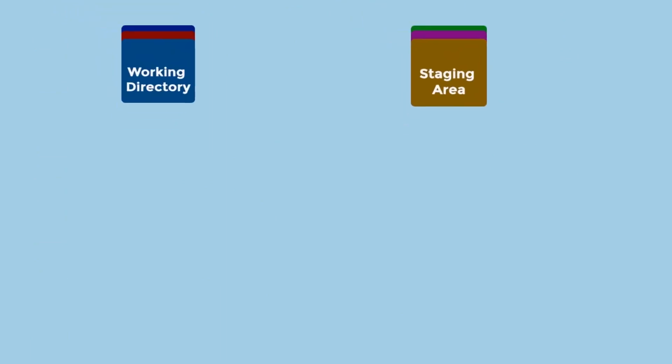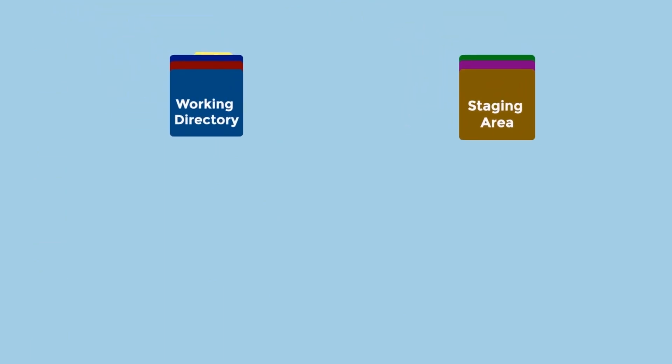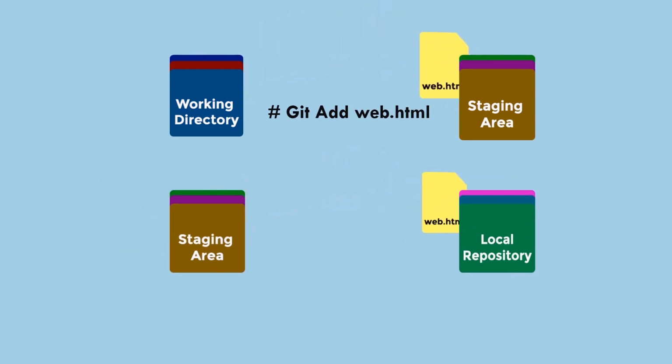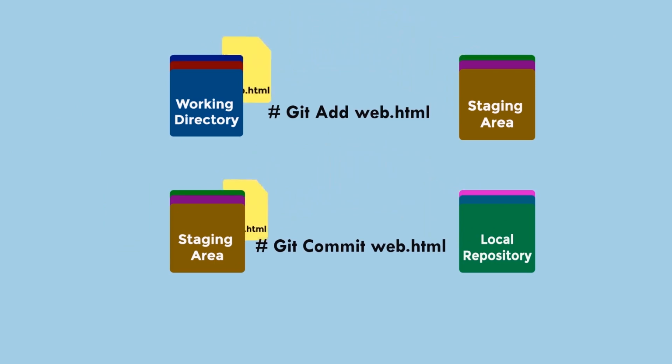If suppose you want to add the web.html file from working directory to staging area, it would be git add web.html. The git command used to add the web.html from staging to the local repository is git commit web.html.